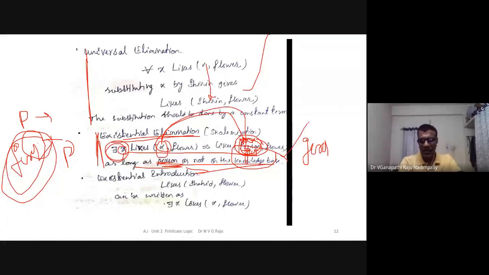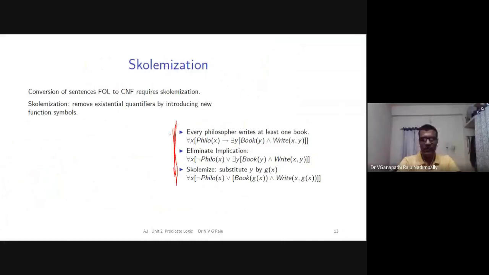Now we'll see a small example about skolemization. Now, how to convert this FOL into CNF. Every philosopher writes at least one book. For example, if it is your sentence, this is nothing but FOL. First we are converting the sentence into FOL statements, first order logic. Every philosopher, so we have taken for all x, philosopher of x. And here they have specified at least one book.